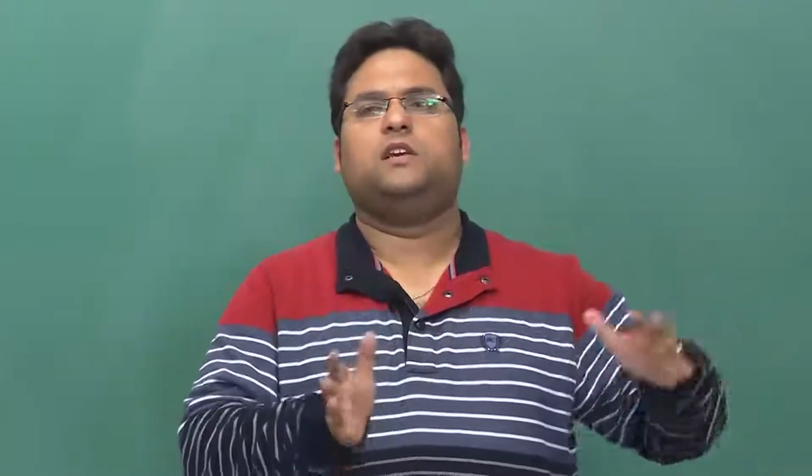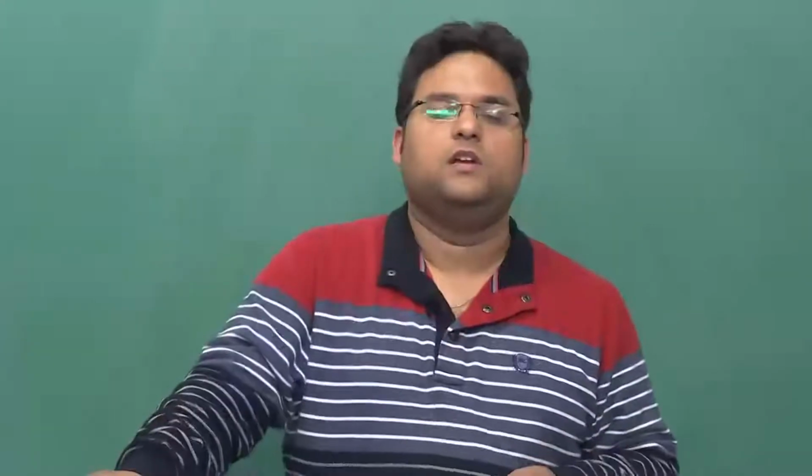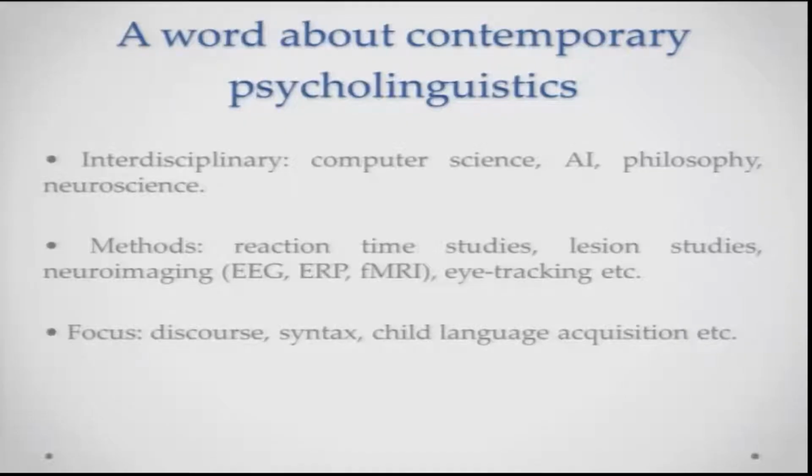This is a little bit about the historical arguments in psychology of language. Now just a little bit of a word about what contemporary psycholinguistics looks like. Contemporary psycholinguistics, other than having input from psychology and linguistics, is also interdisciplinary in the sense that it derives from computer science, artificial intelligence, philosophy, and there are also a lot of neuroscientists who are working in their labs to understand how language is produced or comprehended. The kind of methods that these people are using are also varied. For example, they are using reaction time studies, they are using lesion studies, when somebody's brain is damaged, and what kind of language input he can comprehend, or what kind of language output they can produce, those kind of things. And they also have neuroimaging studies, EEG, ERP, fMRI, and eye tracking studies.